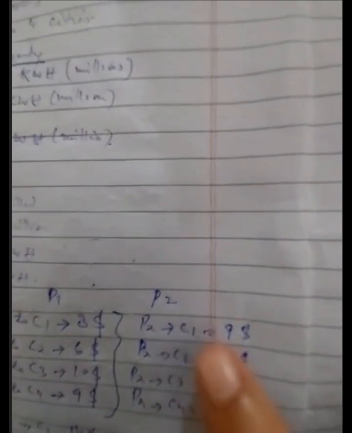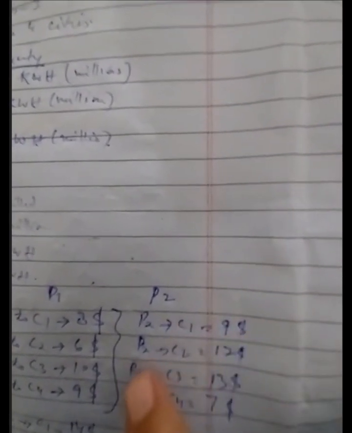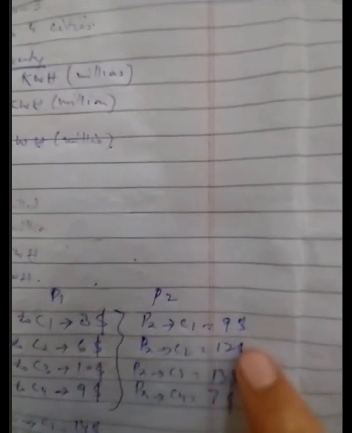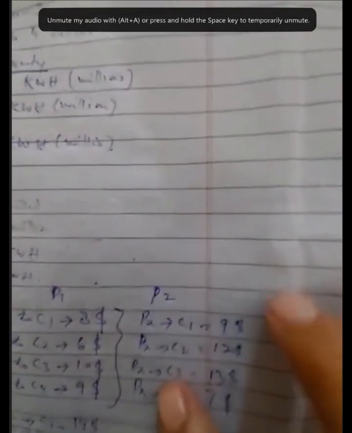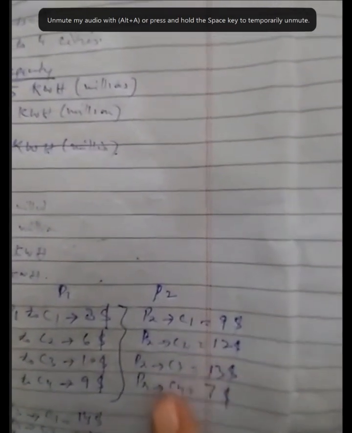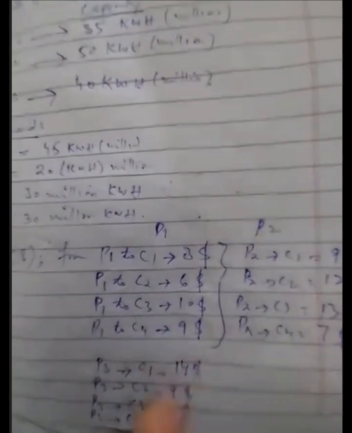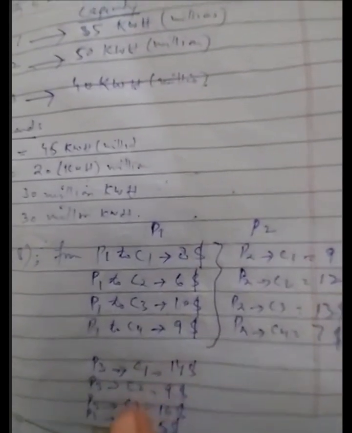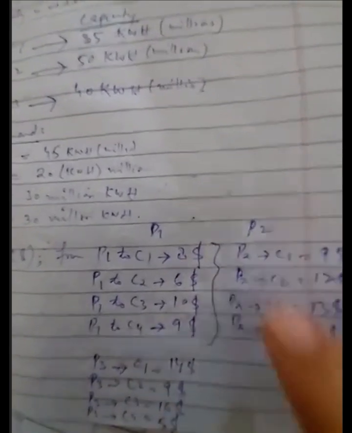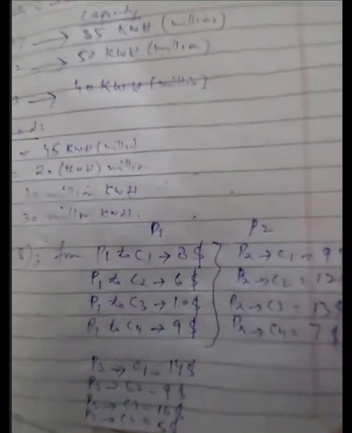Similarly, from power plant 2 to city 1 it costs $9 per kilowatt hour, and from power plant 2 to city 2 it is $12 per kilowatt hour. From power plant 2 to city 3 it is $13, and from power plant 2 to city 4 it is $7. From power plant 3 to city 1 it is $14. Power plant 3 to city 2 is $9. Power plant 3 to city 3 is $16, and power plant 3 to city 4 it is $5. Now we will take these costs, define the decision variables, and put them into the objective function.